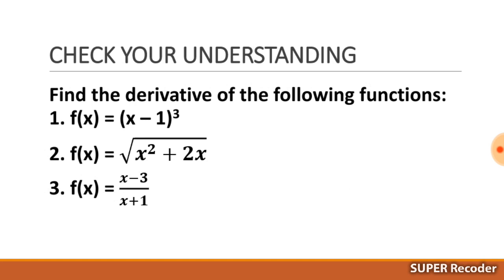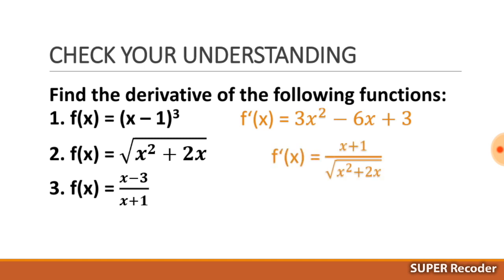Okay, let's check. The answers should be, for number 1, 3x squared minus 6x plus 3. For number 2, f prime of x is equal to x plus 1 over the square root of x squared plus 2x. And for number 3, the answer should be 4 over quantity x plus 1 squared.